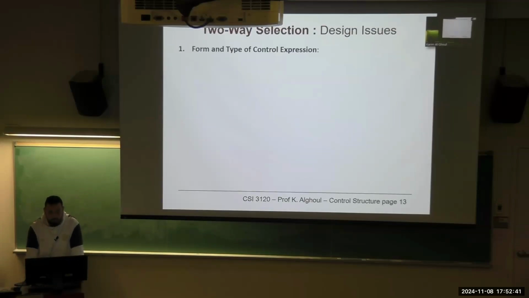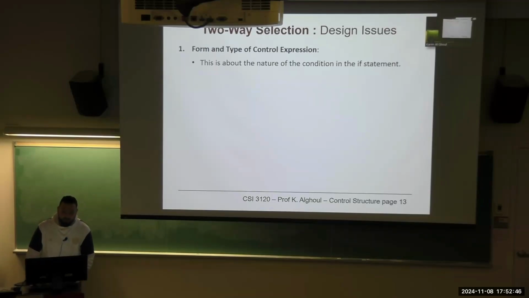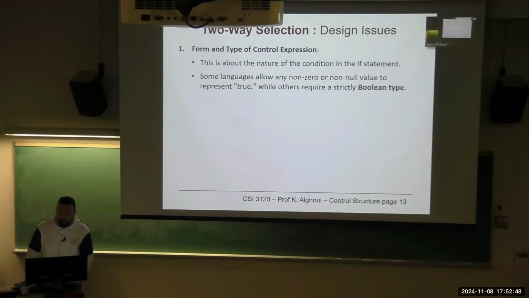So the design issues, if you want to explain them, the first one, the form and type of control expressions, is about the nature of the condition in the if statement. Some languages allow any non-zero or non-null value to represent true, while others require a strictly Boolean type. And if you remember, in the old C, we couldn't even use Boolean. So we had to use the arithmetic one. We had to represent any non-zero as true, for example.